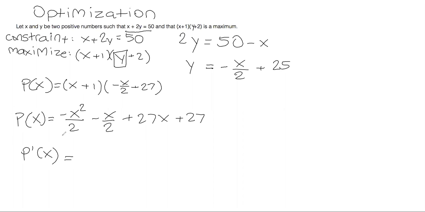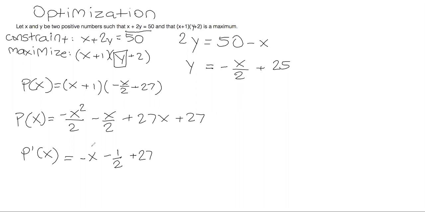So the derivative, we can just take this term by term. The derivative of our first term is going to be negative x. The derivative of our second term is going to be negative 1/2. The derivative of our next term, the derivative of 27x, is just 27. And then our last term, it's just a constant. It's a number, and a constant has a derivative of 0. We don't even really need to put that. The derivative of any number is just going to be 0.